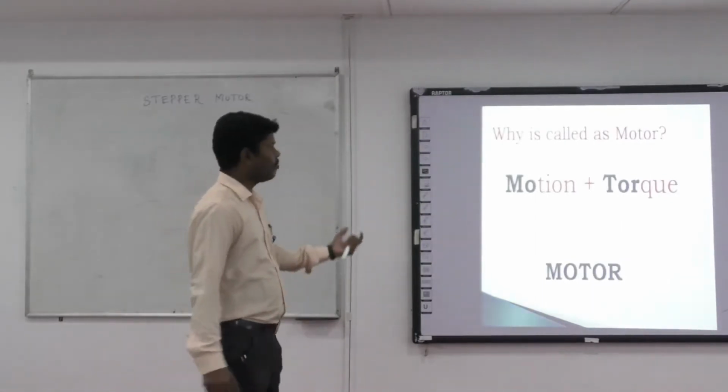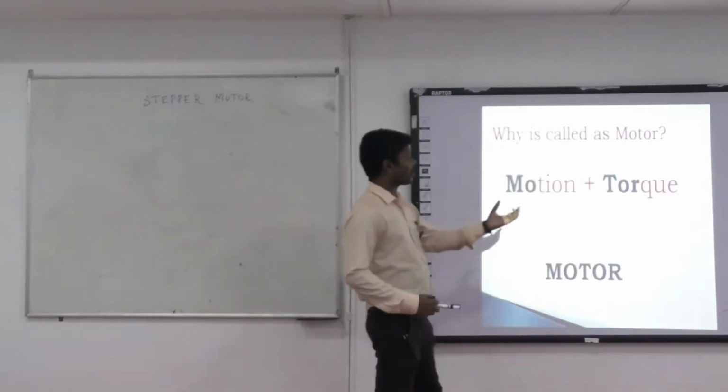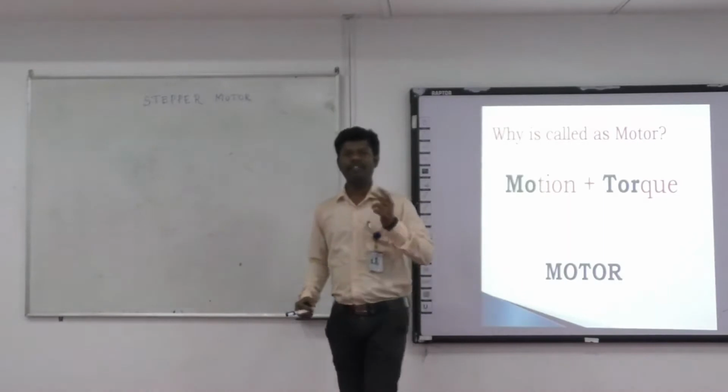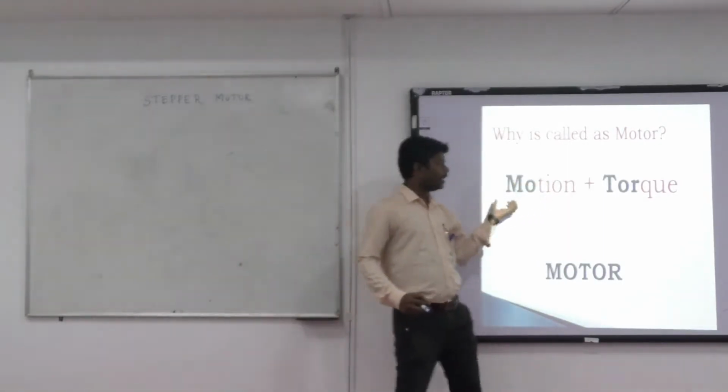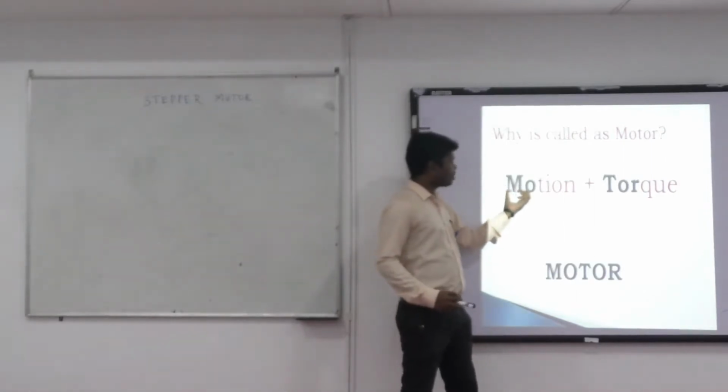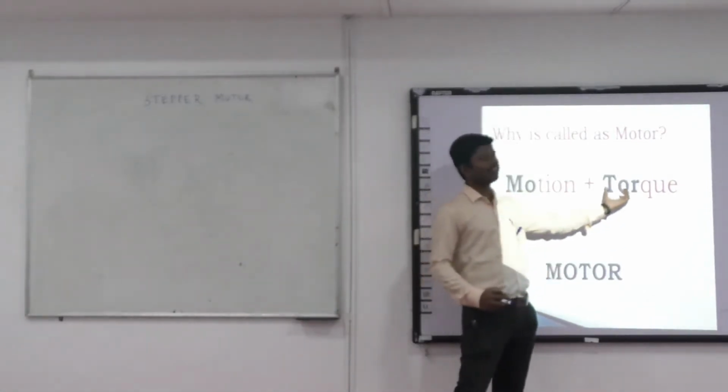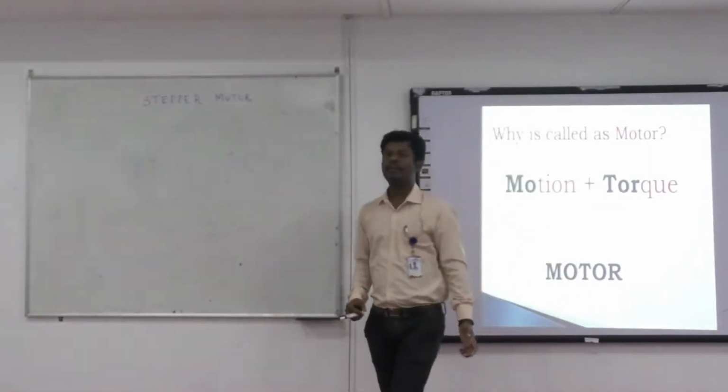The first two letters stand for motion, and the other three letters stand for torque. So a motor generates torque. The output of a motor is torque, from the motion of energy. So it is called a motor.